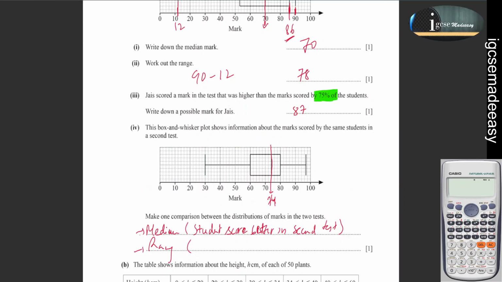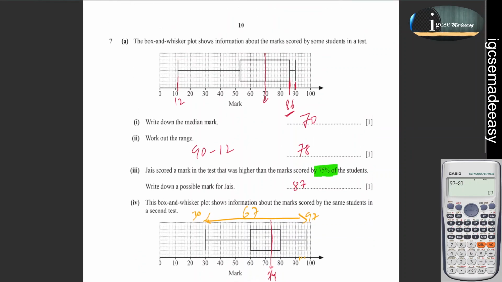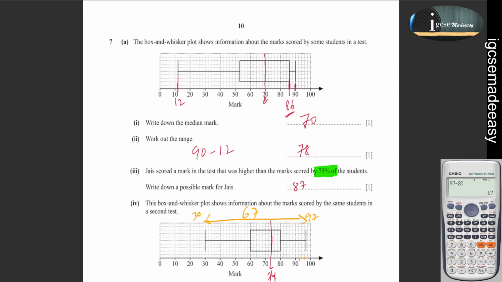the range for this case is 97 minus 30. So the range is around 67, right? The range is 67 here, and here the range we got as 78. See, the range we got as 78. We already calculated here 78.